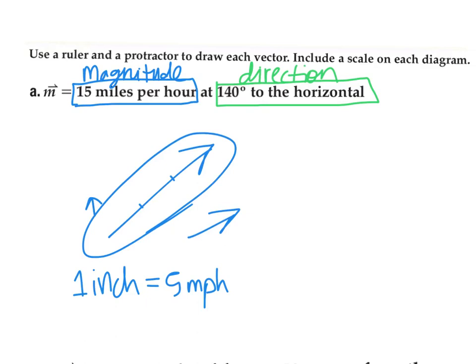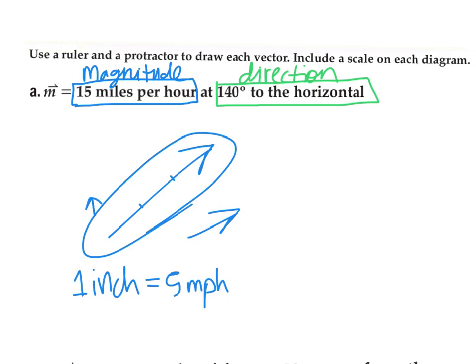Or if you're doing it on a huge whiteboard, you could say 10 inches is equal to 5 miles per hour. Or if you're doing it on a really tiny little piece of paper, you could say 1 centimeter is equal to 5 miles per hour. But you don't actually have to use that scale. You could make up your own scale. So for magnitude, you basically just draw the line and you label it however you want to label it. You just have to make sure that when you label it, it's going to end up being the 15 miles per hour.